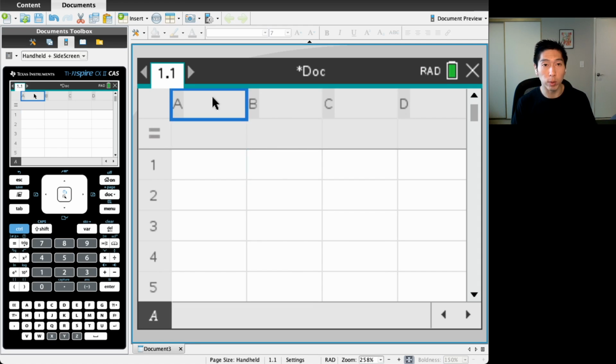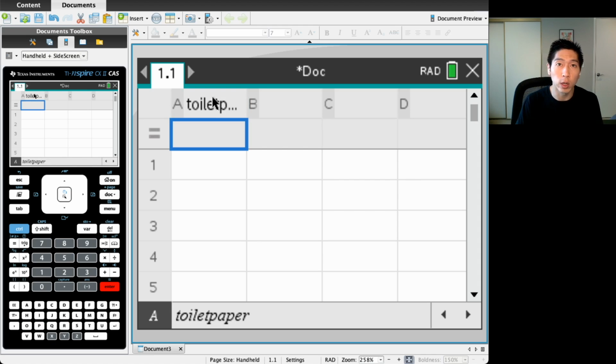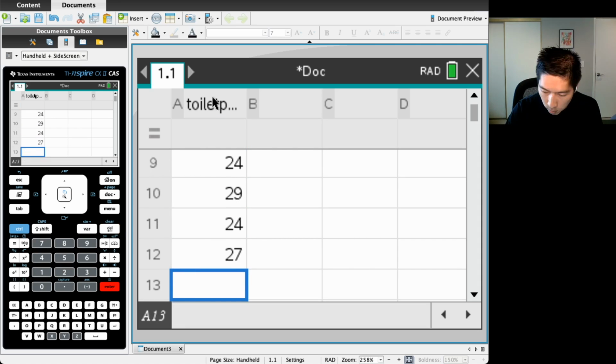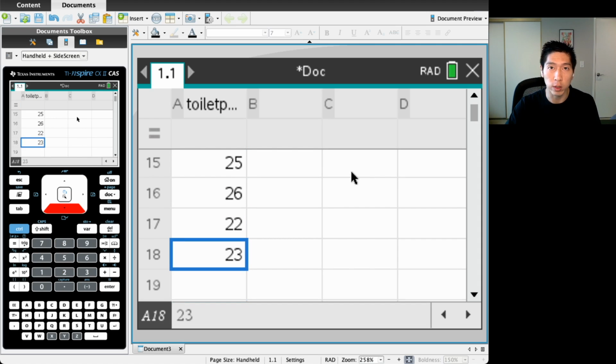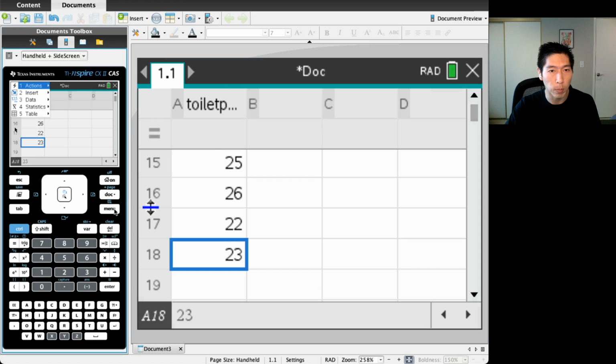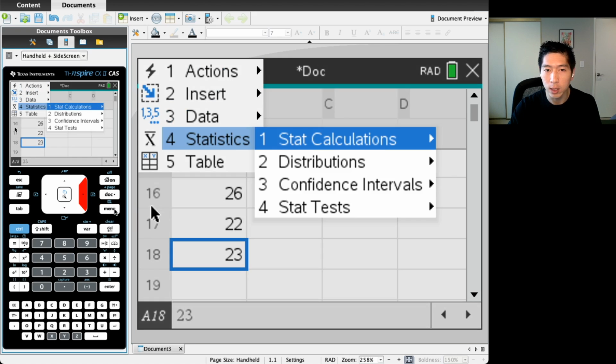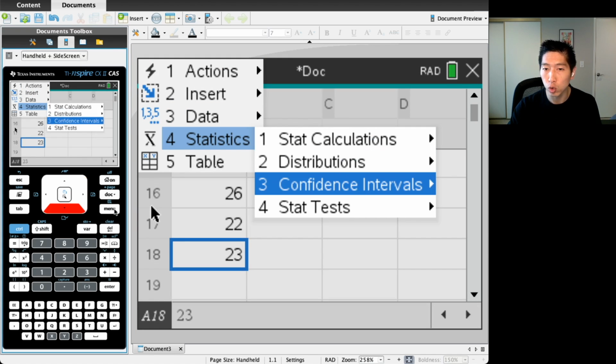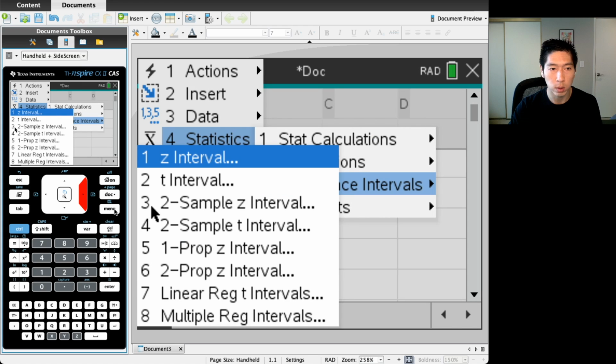You're going to want to give it a variable name. Now this one was the number of toilet papers required to absorb 1/4 of a cup of water. So we just put toilet paper. And then you're going to want to enter in the data. When you're finished entering the data, you're going to go to Menu, Statistics. We're going to go straight to confidence intervals. And this is a one sample t interval for means.